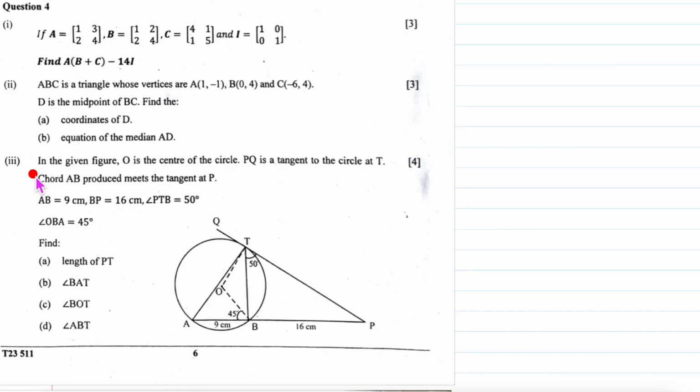Now we come to question number 4, third part. In this figure, O is the center of the circle. See, this is O. PQ is the tangent. Let's look at the PQ tangent here. PQ is the tangent here, and it is touching the circle at T. Chord AB produced meets this tangent at P.